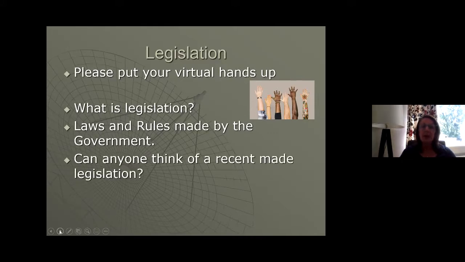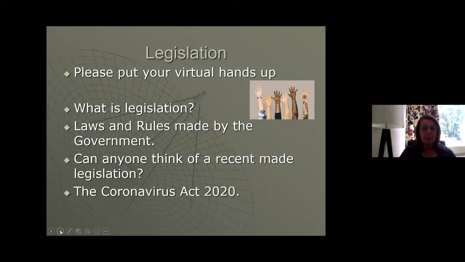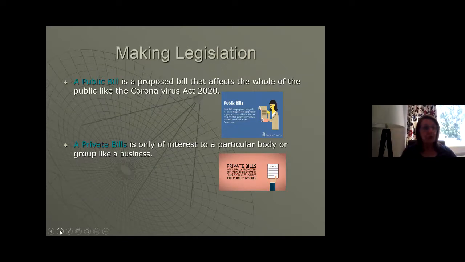Now, can you think of a recent made legislation? If you think about what's going on right now, what we've all been going through, can you think of something recent? So one of the most recent legislations at the moment is the Coronavirus Act 2020. And that particular act is being pushed through very, very quickly because of what's been going on. Usually, to make legislation, it can take quite a long time.